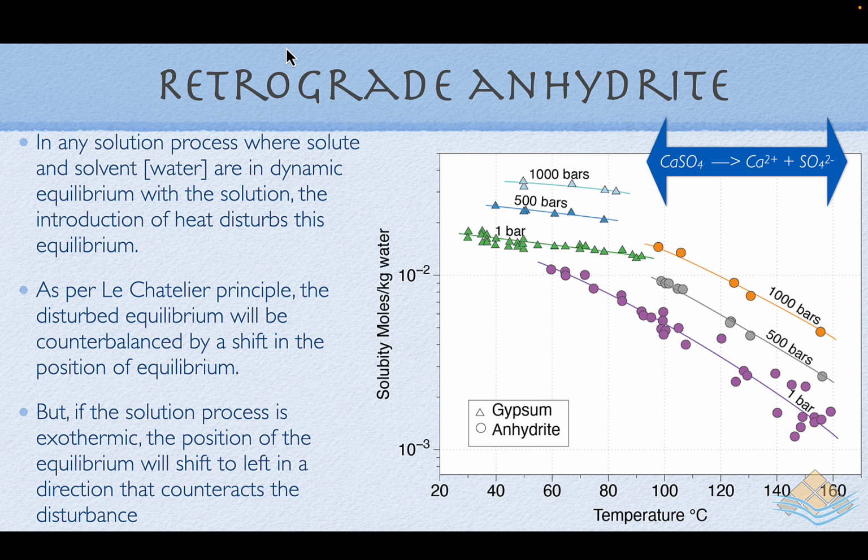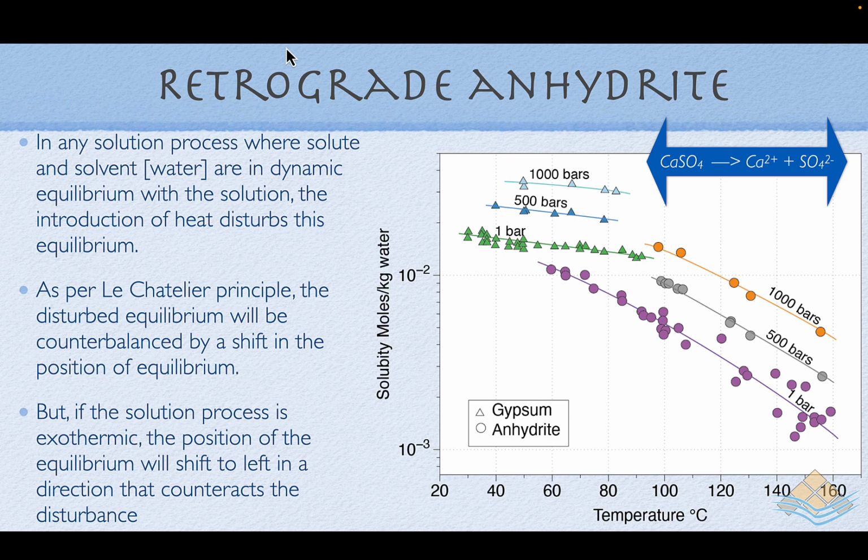A retrograde salt is described by any solution process where we have a decrease in solubility with an increase in temperature. Now, in any solution process where the solute and the solvent, in this case seawater or water, are in dynamic equilibrium with the solution, if we can introduce heat, we'll disturb that equilibrium. This is the Le Chatelier principle, where we see that the disturbed equilibrium is counterbalanced by a shift in the position of the equilibrium. In contrast to an endothermic reaction that we see in prograde salts, with retrograde salts we see exothermic reactions. We're giving out heat as the reaction takes place. That additional heat shifts the equilibrium position to the left.